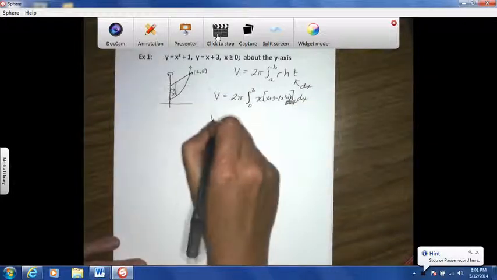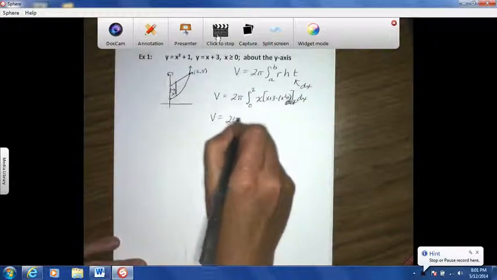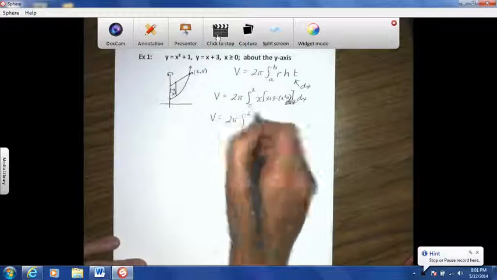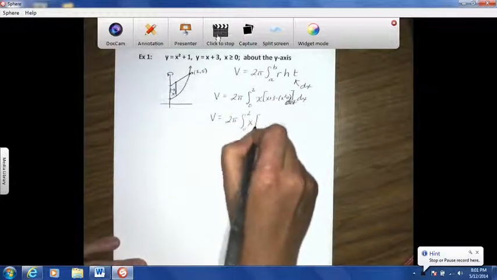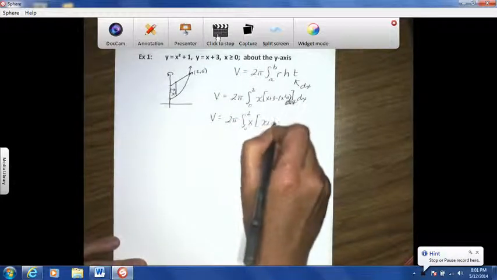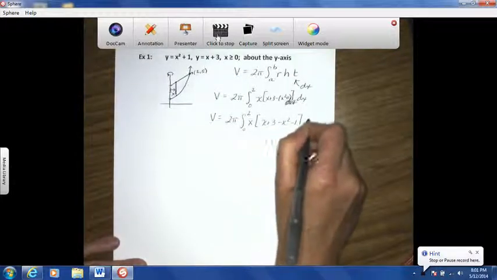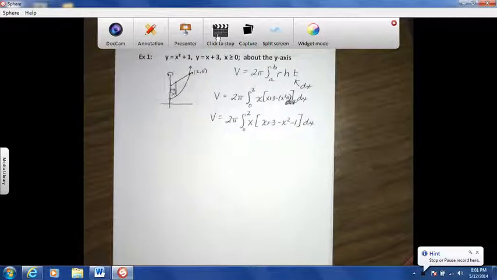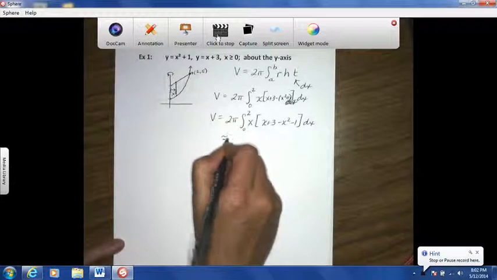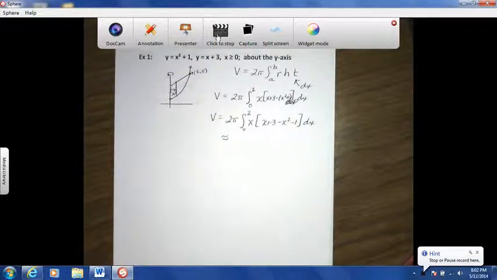So our volume is 2 pi times the integral from 0 to 2 of x times (x plus 3 minus x squared minus 1, if we distribute the negative) dx. Now, just like on the other sections that we've talked about so far, the setup is going to be the more important piece. Once you get it set up, at this point you can then go to the calculator and ask it to give you the solution.